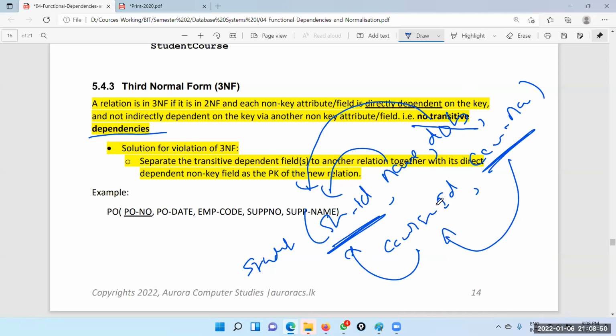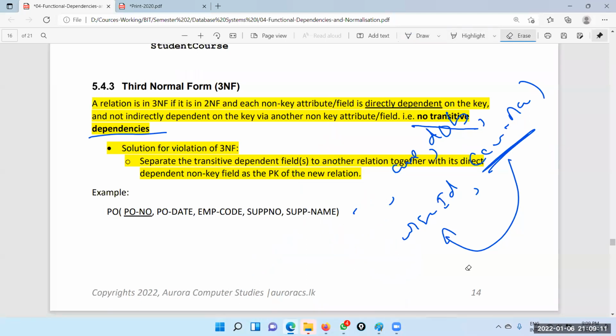So when you have a transitive dependency, the solution is again you have to take that field that violates the third normal form into a relevant place and relate. Okay. Again, you need a little bit of exposure, a little bit of experience to do that. Okay, see whether this one has any issue.